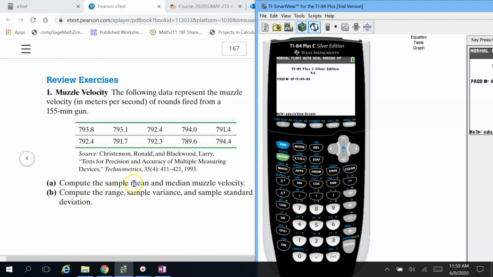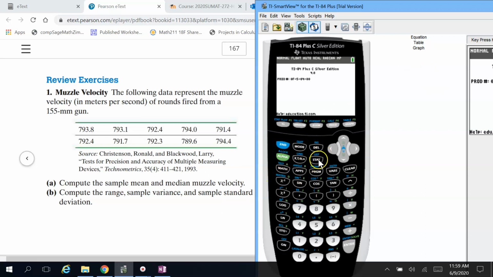You could easily find the mean and the median doing this by hand, but this class is not about doing stuff by hand, or at least I don't want it to be about doing it by hand. I want you to be able to find the answer however you figure out the easiest way to find the answer. And your calculator can do almost everything by itself.